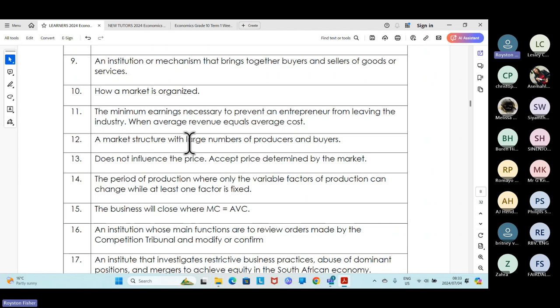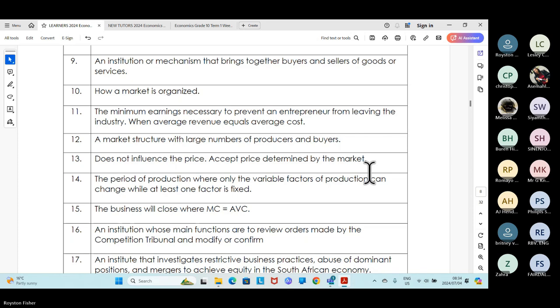Number 12, a market structure with large numbers of producers and buyers. St. Andrew says perfect competition. Thank you. I see for Santa Claus is typing. Let's look at what they have for us. Right, so for Santa Claus, we were by number 12. Number 13, does not influence the price and accepts the price determined by the market, that is the individual business. St. Andrew says that is a price taker, and St. Andrews, you're correct.